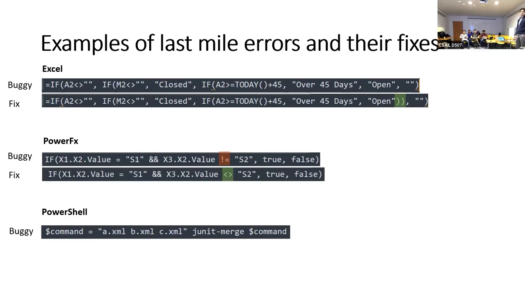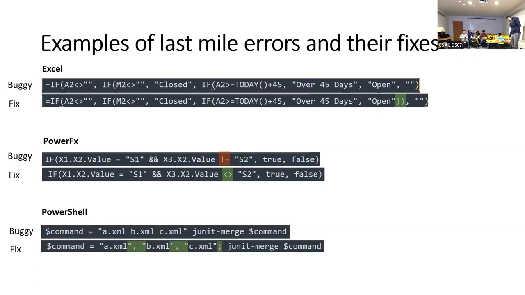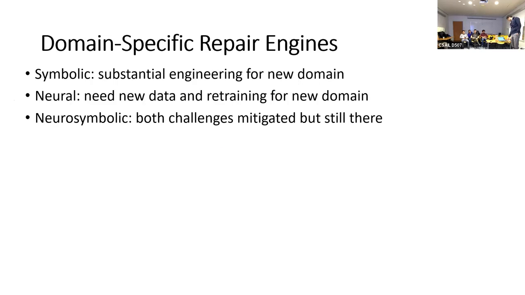In languages like PowerFX, there are common mistakes you see over and over. People who happen to have some programming experience get confused about what the operators might be in this specific language. So in this case, they use the wrong operator for comparison. And there are people who might not be aware, for example, that this JUnit merge command actually takes an array of string arguments rather than a single string. So you have to make these fixes for their little code snippets to actually run.